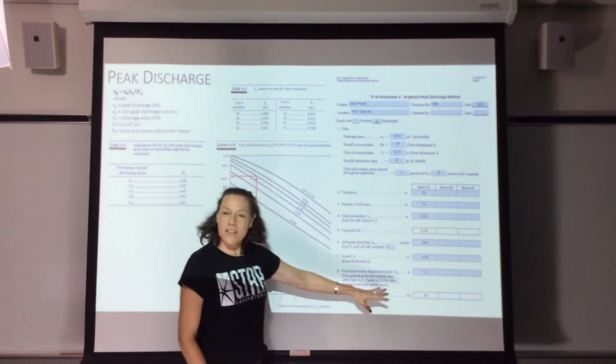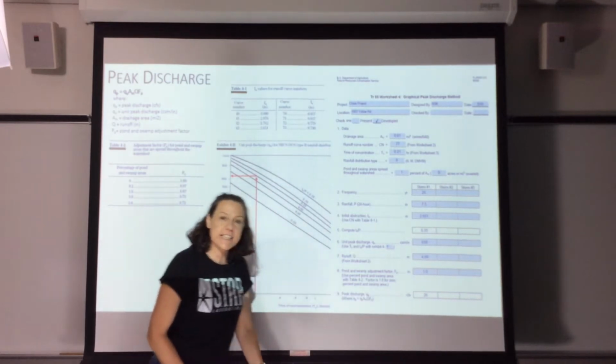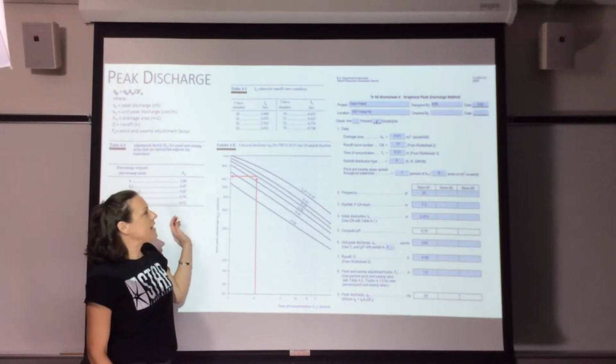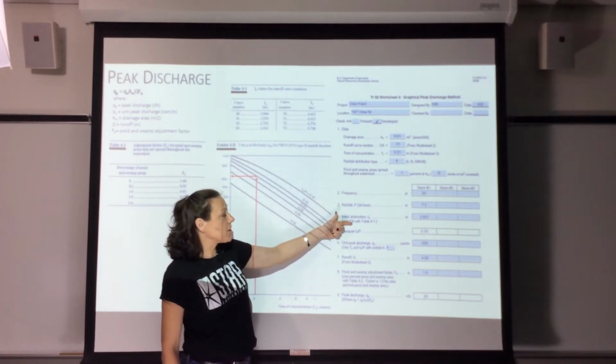So now we're back. I went and looked and it was 4 CFS. Right now we have 26 CFS. So again, it's the same process. We have our frequency, our precipitation, our initial abstraction.